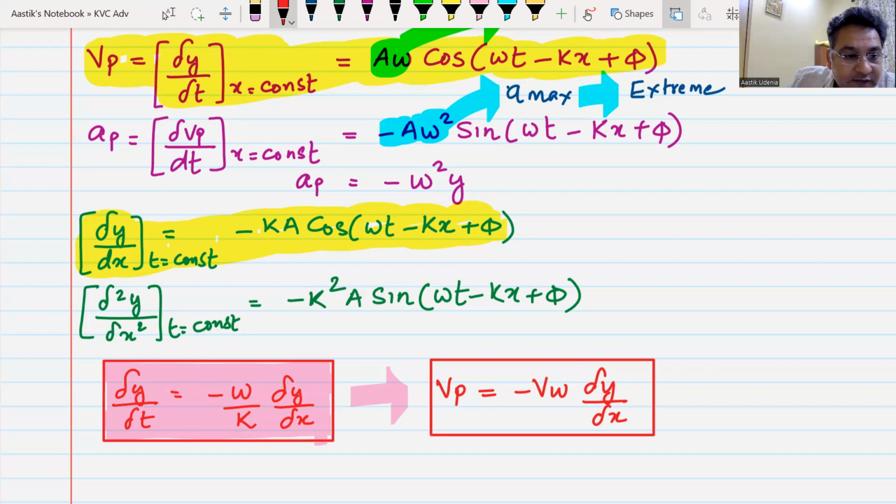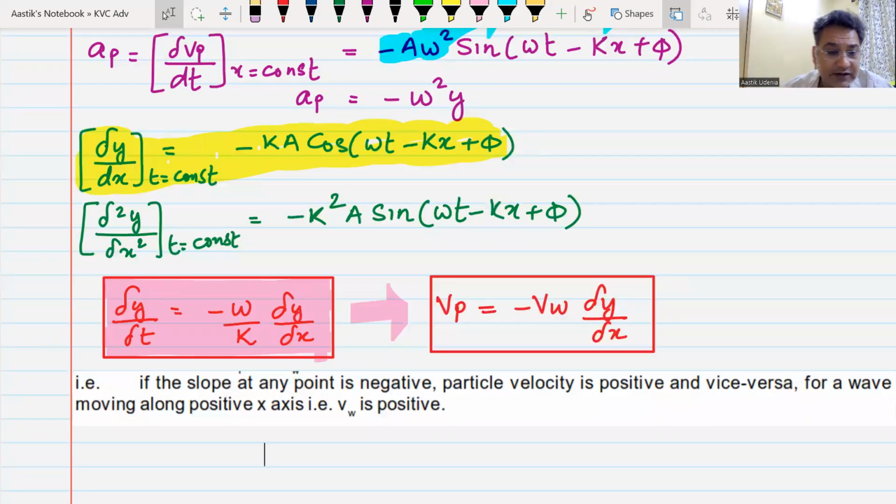That means if the slope of the y-x graph is negative, then the velocity of the particle would be positive. Astounding result. Do we understand this? So from there, you can understand whether the velocity of the particle is positive or negative, because it's the negative of the slope of the graph.